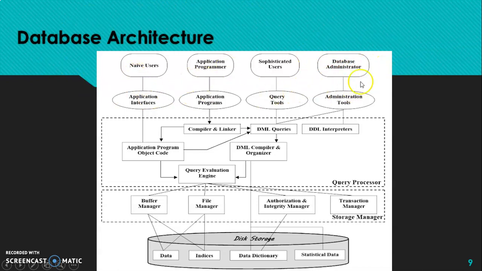Now these different types of users will have different types of interfaces. Like the naive user will have an application interface, the application programmer will have application programs, sophisticated users will be using query tools, and the database administrator will be using the administrative tools. So this is the way of interacting with your database.